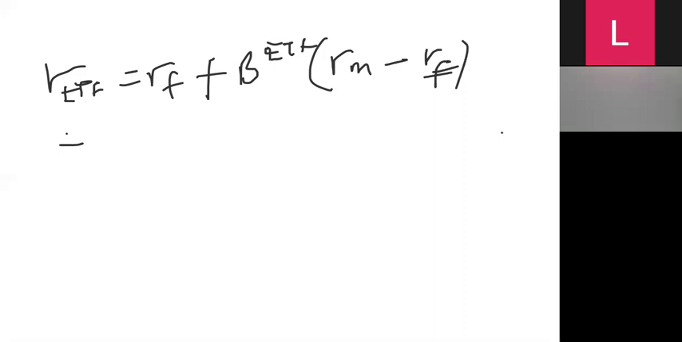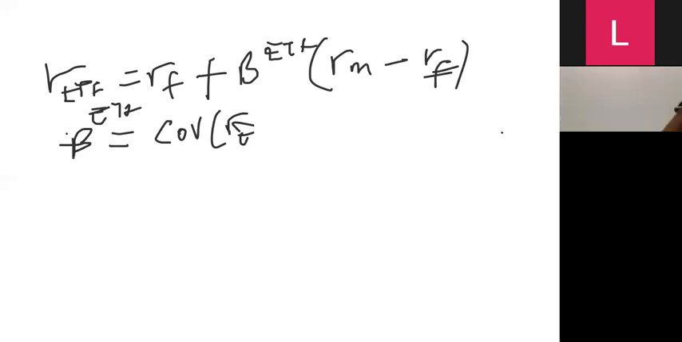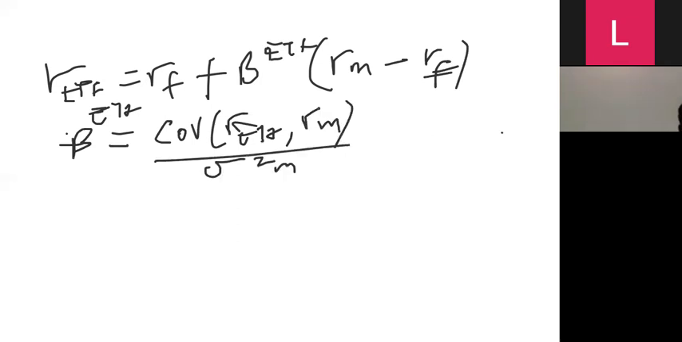So I can say the beta of ETF is the same as the covariance between the return on ETF and the return on the market, all over the variance of the market, which is the same as the correlation multiplied by the standard deviation of the market times the standard deviation of ETF, all over the variance of the market.